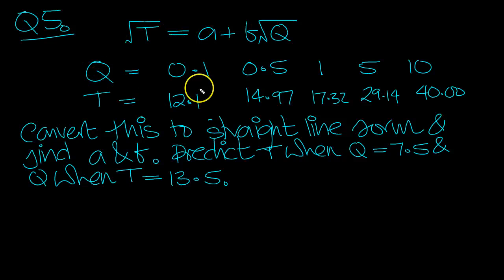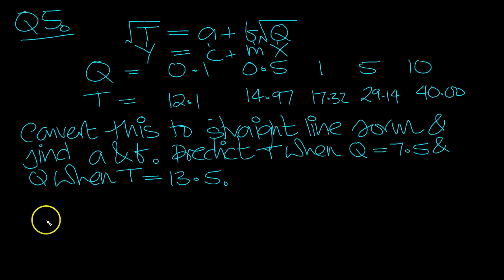Here's the formula, here's the data. Convert this to straight line form and find A and B. Predict T when such and such and such and such. Okay, so this is quite straightforward, isn't it? Y equals mx plus c. So we can see the correspondences for the components, can't we, for the straight line form.